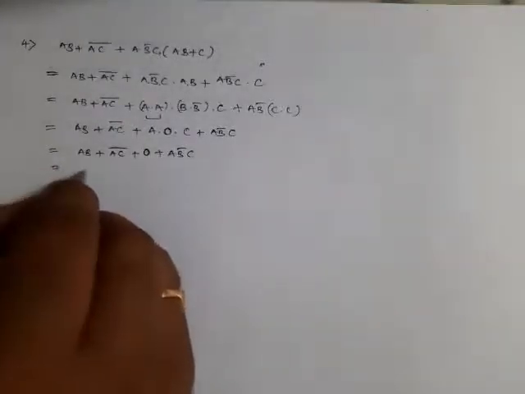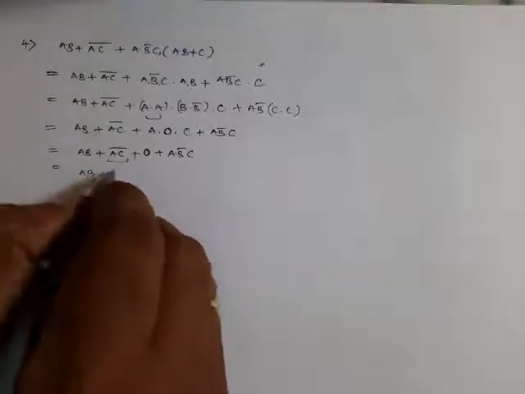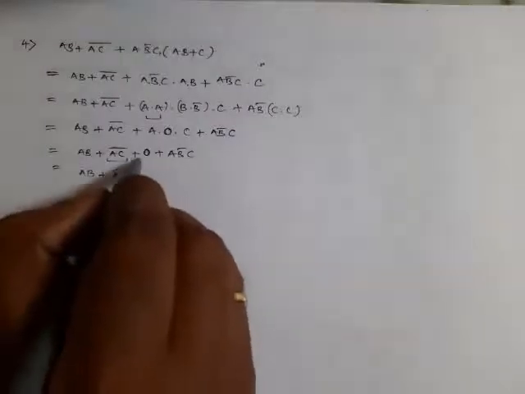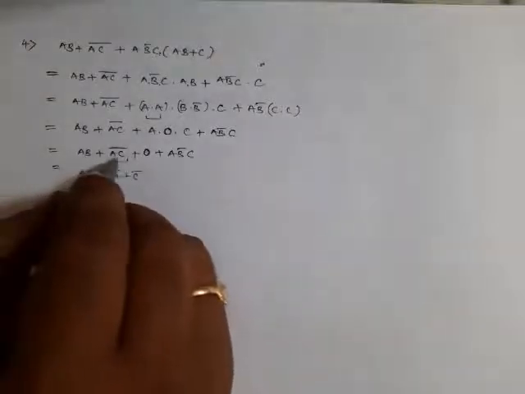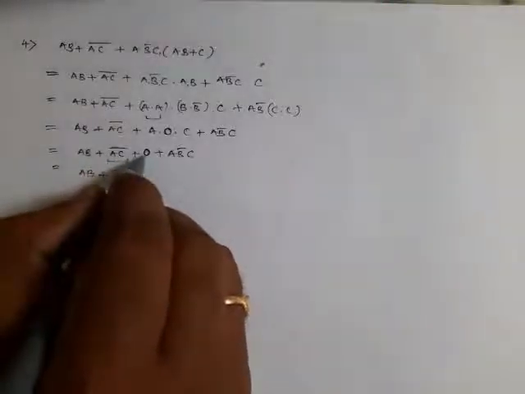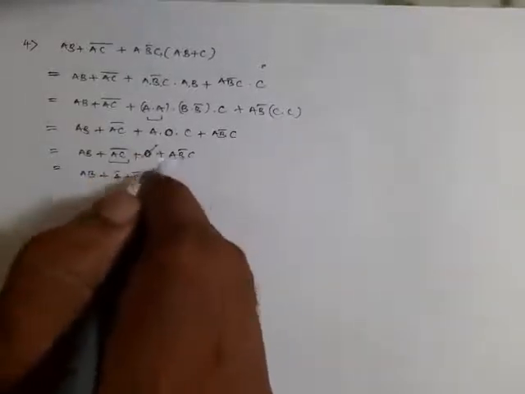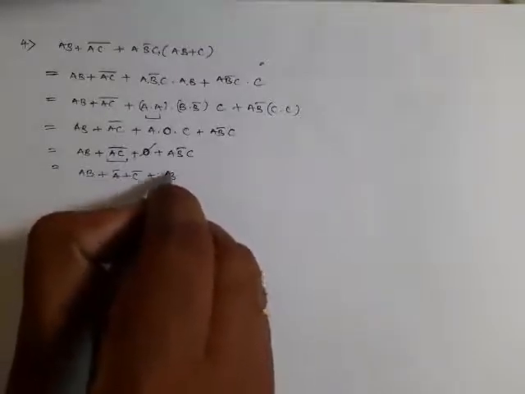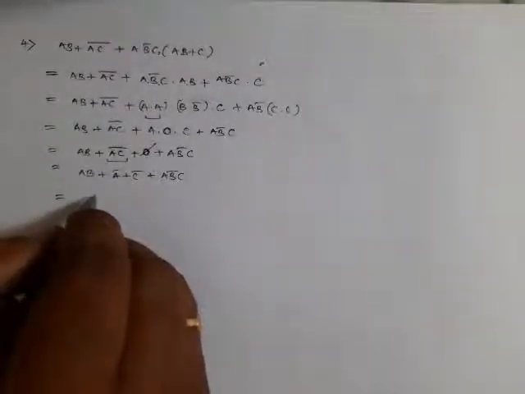This equals AB plus, by De Morgan's, this can be written as A bar plus C bar, and this 0. If this entire thing is considered as a variable, our operation performed between this variable and 0 is the variable itself, so 0 can be ignored. This becomes plus AB bar C.